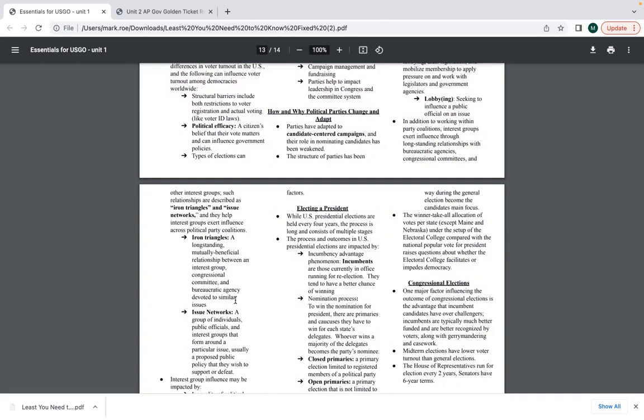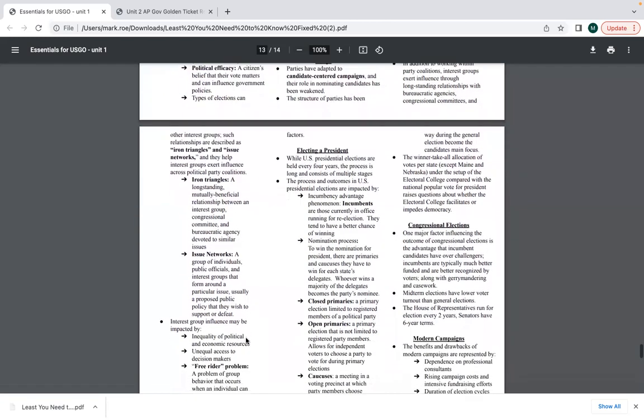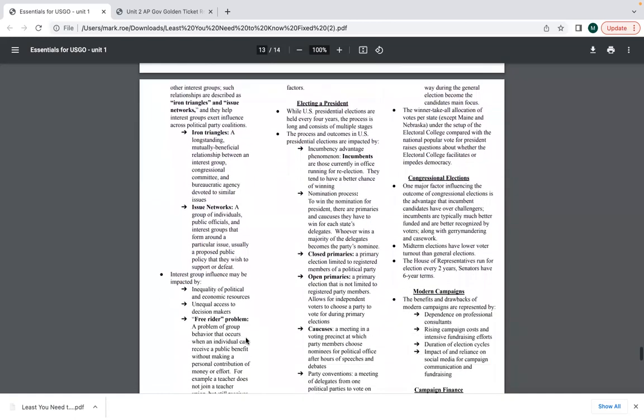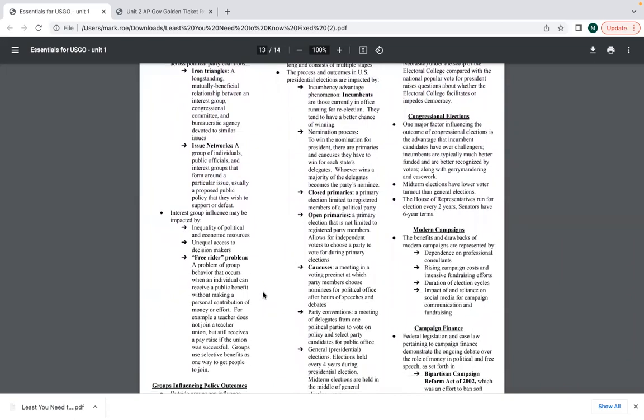Okay. Again, an issue network is very similar, looking at the relationship between our public officials, our interest groups, and our bureaucracy. Again, there are a variety of things that interest group influence may be impacted by. It could come down to the inequality of political and economic resources. We also have the free rider problem.